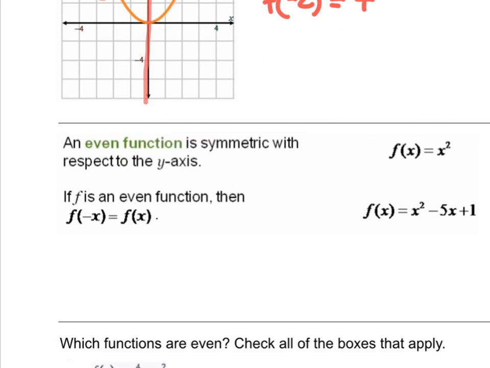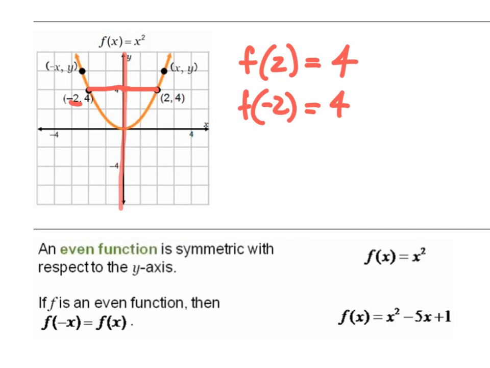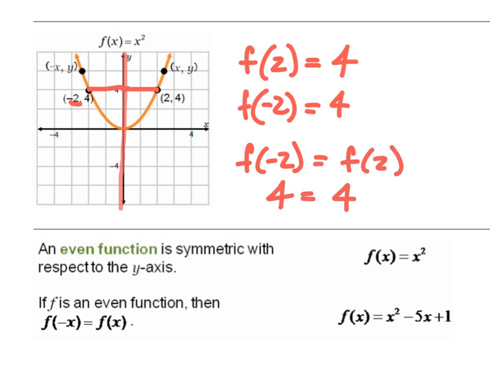An even function is something that is symmetric with respect to the y-axis. What we did earlier was say that if I plug in a negative x value, I should get the same thing as if I plugged in its opposite value. That's what happened up here: if I plug in negative 2, I get 4, and if I plug in 2, I also get 4, so these things are equal. We can say that f of negative 2 is equal to f of 2, and all we're really saying is that 4 is equal to 4.